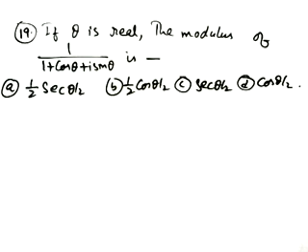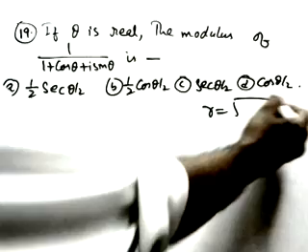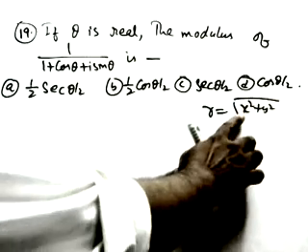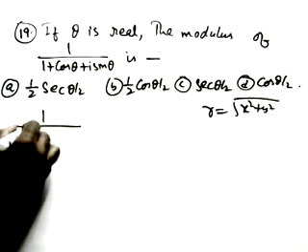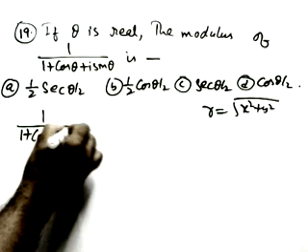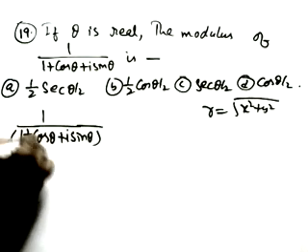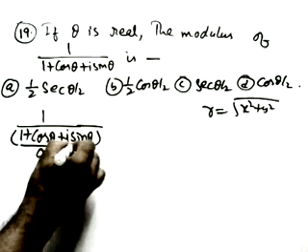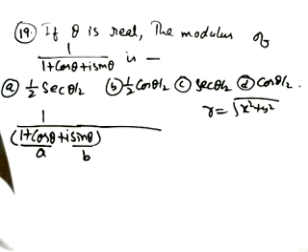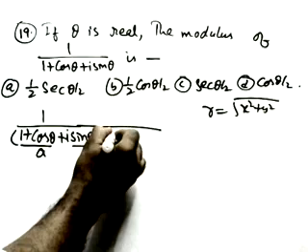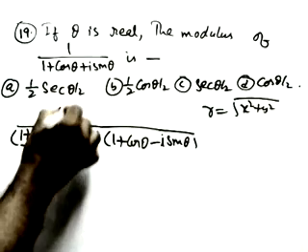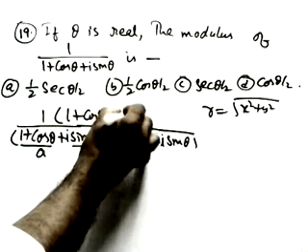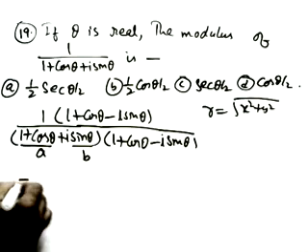If theta is real, find the modulus of 1 by (1 plus cos theta plus i sin theta). The modulus value we can write as r equals under root of x square plus y square, that is, real square plus imaginary square. But let me first take i out of the denominator, so we have to multiply with its conjugate. Watch carefully. Suppose this is a plus b, so what will be its conjugate? a minus b, a minus bi. So this will be 1 plus cos theta minus i sin theta, and we multiply the numerator also by 1 plus cos theta minus i sin theta.